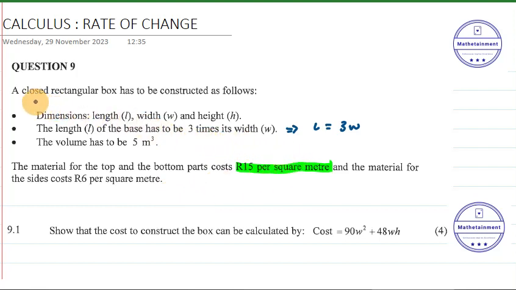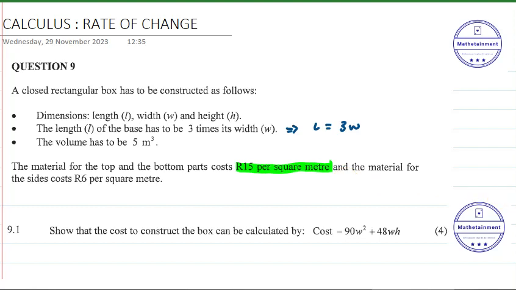Bear in mind that you are working with a closed rectangular box. So a closed rectangular box consists of how many sides? It has a front view, back view, side view, bottom view, as well as a top view. Both the top and the bottom view cost 15 rand per square meter. But the sides, that means the side views as well as the front and the back part, are all covered, and one costs what? 6 rand per square meter.